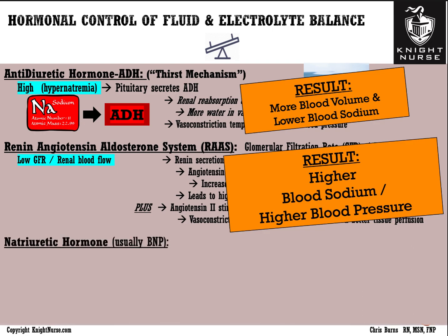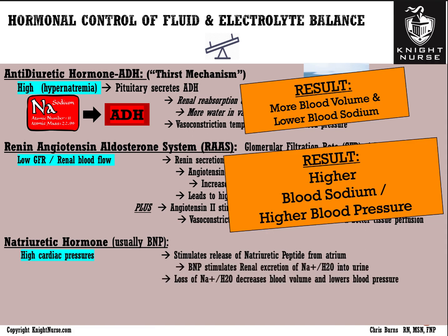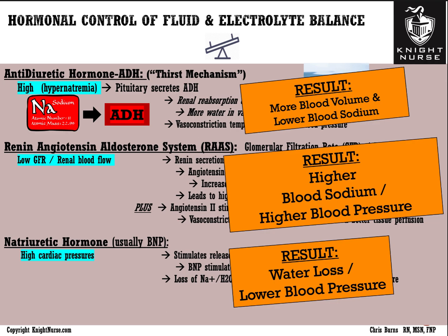Finally, we have natriuretic hormone. It's usually called BNP, and it is stimulated by high cardiac pressure, so high blood pressure. What happens is high blood pressure stimulates the release of natriuretic peptide, and the natriuretic peptide stimulates renal excretion of sodium. And so guess what goes with the sodium? Water. So now we have excretion of sodium into the urine, and water follows. This causes a loss of sodium and water, and it decreases blood volume and lowers the patient's blood pressure. The result? Water loss, lower blood pressure.